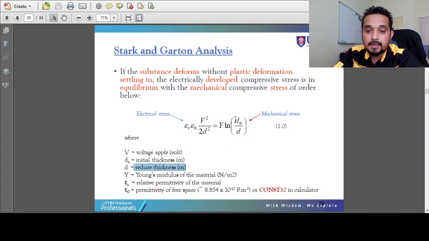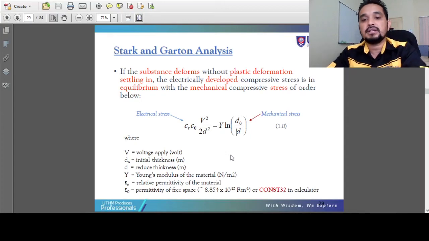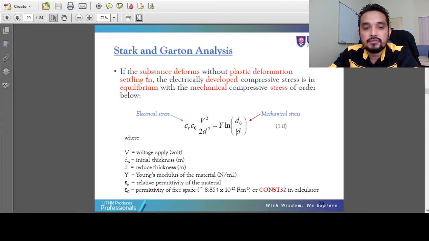Okay, for example, if the original thickness is 10, and due to the compressive force it is reduced to 7, it means that the initial thickness is 10 and the reduced thickness is 7. It's not 3. It's 7, the final thickness. 3 is the difference, but in this case, D is the final thickness, for you to understand. So this is why we classify it as electromechanical. It's a combination of the electric field effect causing the mechanical compressive force. That's why we call it electromechanical.